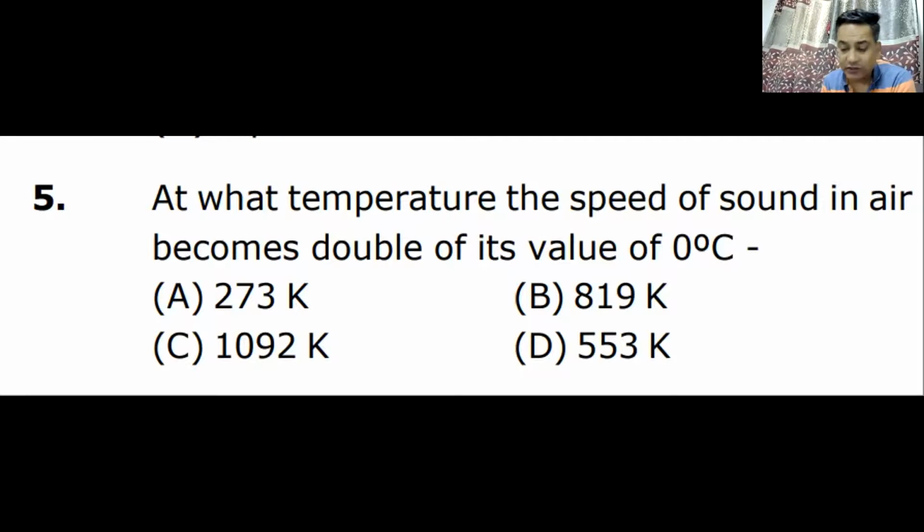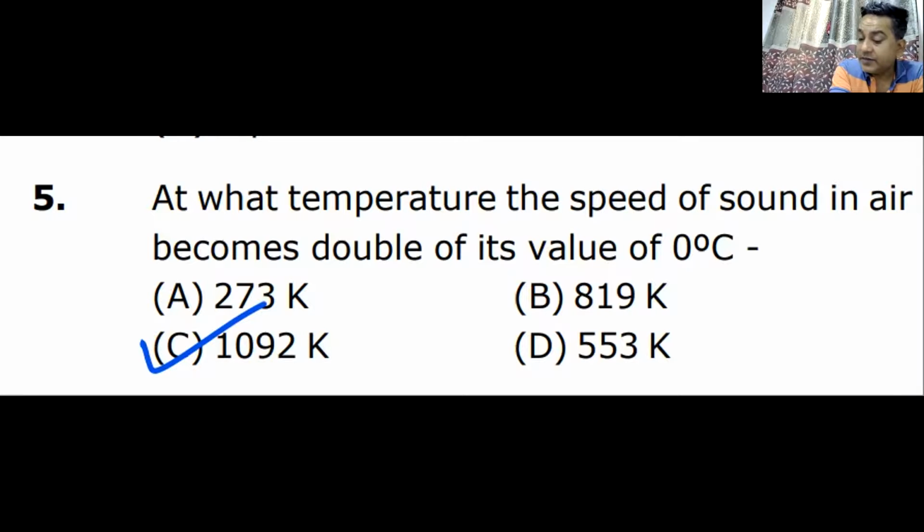To double the speed of sound, we must multiply temperature by how many times? One time? No. We must multiply temperature by 4 times because velocity is proportional to root over temperature. By multiplying temperature by 4 times, root of 4 will be 2. That means you will have to multiply 273 by 4. The answer will be 1092 Kelvin. Do we understand this? Yes or no?